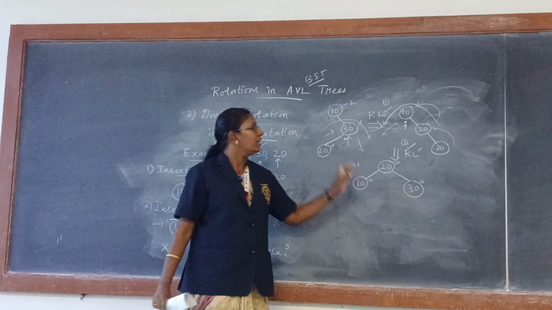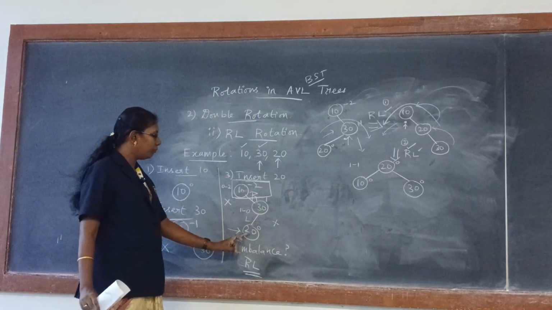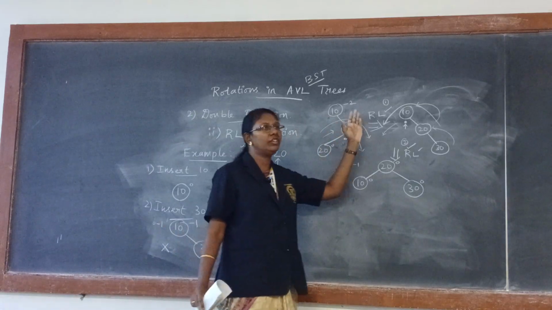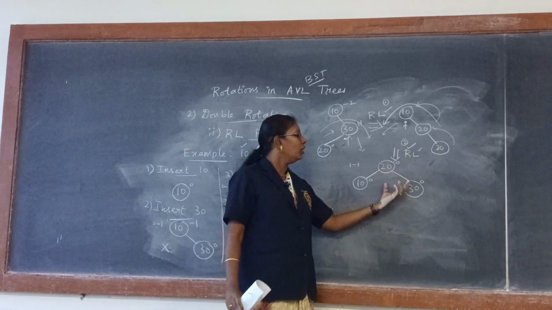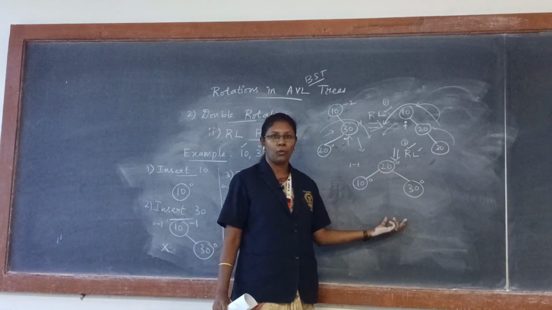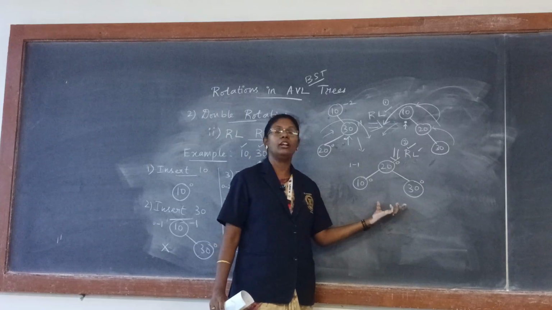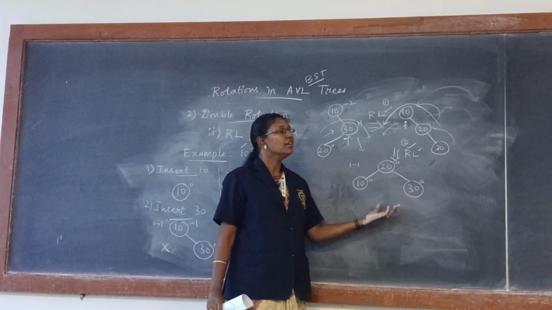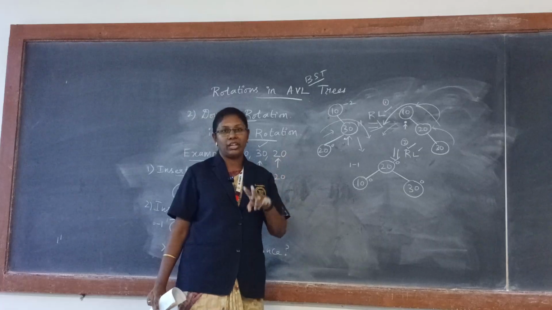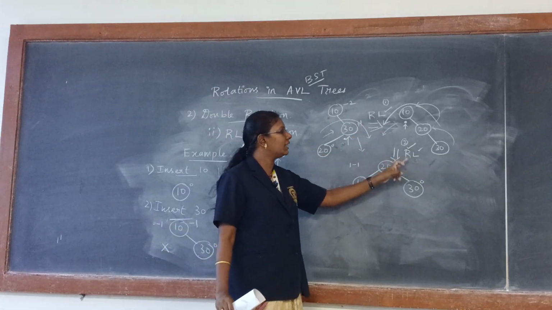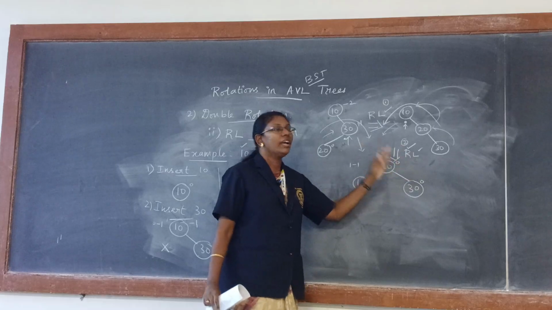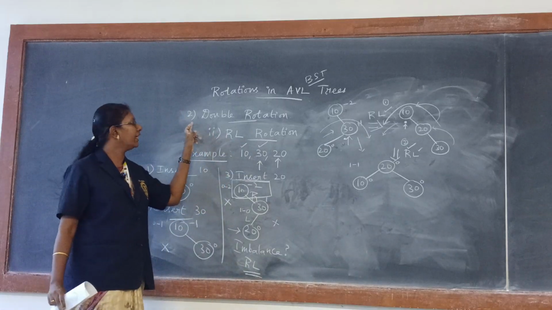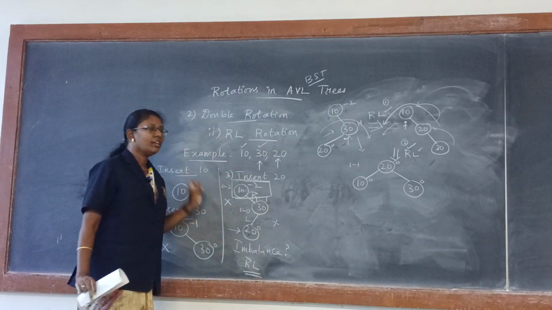That means the imbalance occurred by inserting the node 20 at this point, and we have performed left and right rotations to make that imbalance a balanced one. So this tree is now a height-balanced binary search tree. For this we have performed two types of rotations: the first one is left rotation and the second one is right rotation. So here we have performed a double rotation. That's why RL rotation comes under the category of double rotation. Thank you all.